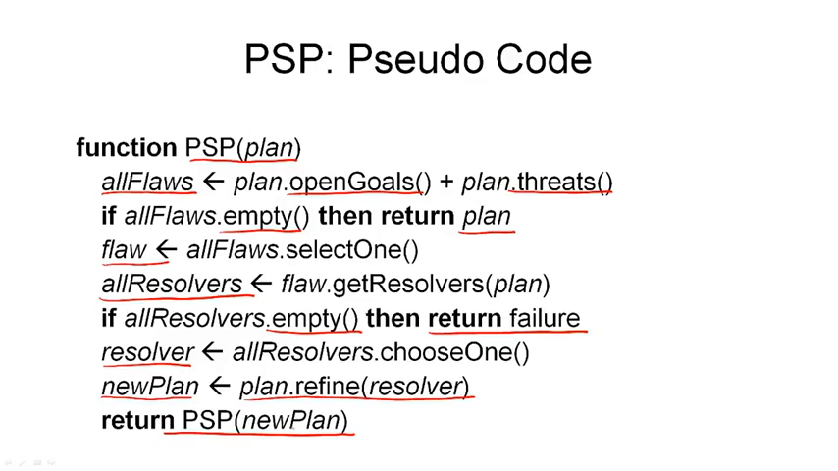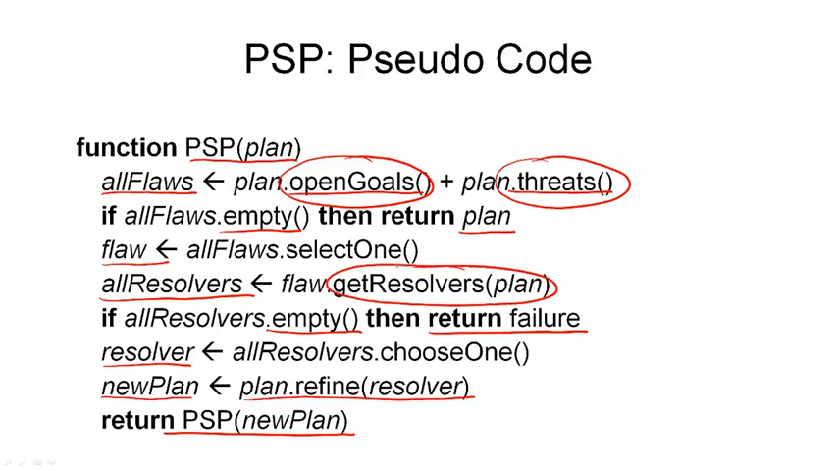Now, there are a few things to say about this algorithm. Firstly, it contains a number of functions that I still have to define. For example, how to compute the open goals in a plan, or how to find the threats that exist in a given plan. Also, I need to be able to compute the resolvers that are available for a given flaw in the plan, and I need to define how I can apply these resolvers to a current plan. These are implementation details that I will look at in the next section.